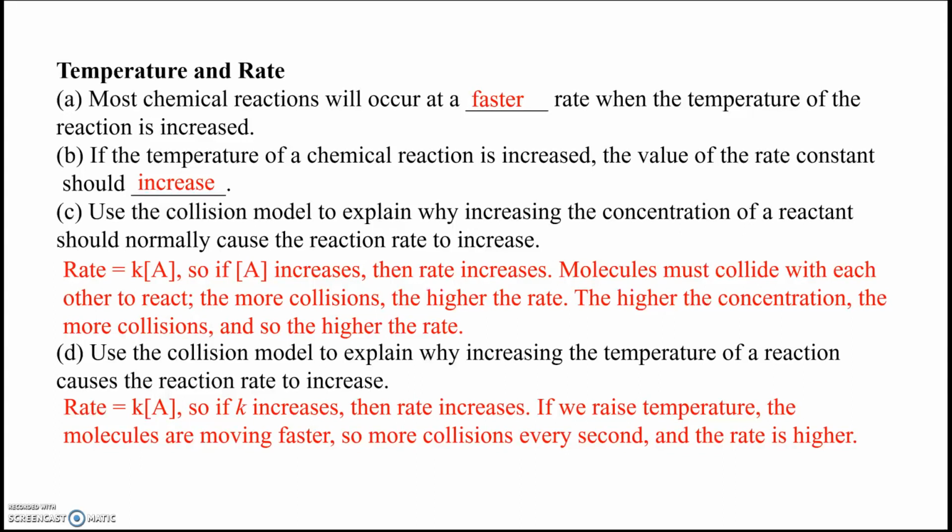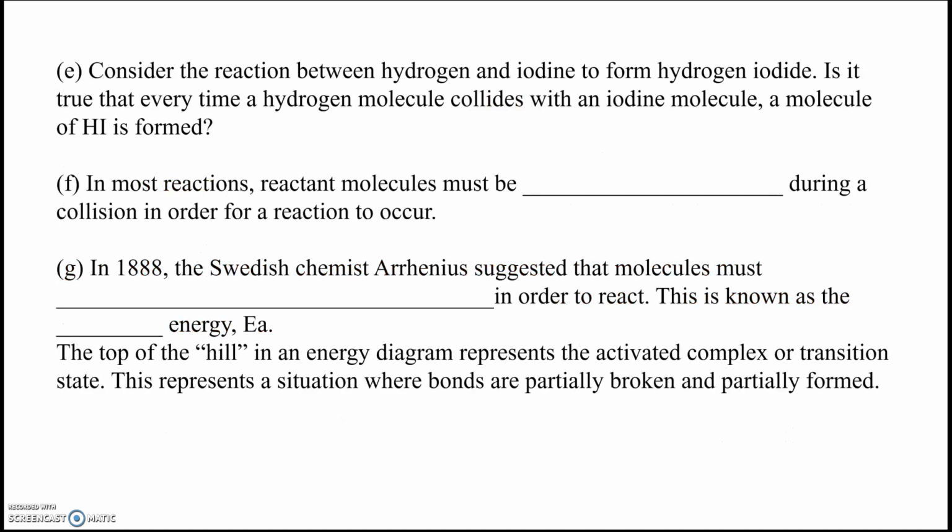Again, we start with rate is equal to k times A. If we raise temperature, the molecules are moving faster, so we have more collisions every second. So the rate is higher. Now, consider the reaction between hydrogen and iodine to form HI. Is it true that every time a hydrogen molecule collides with an iodine molecule, we get a molecule of HI? And the answer is no. In fact, perhaps surprisingly, only 1 in 10 to the 13th collisions causes a reaction.